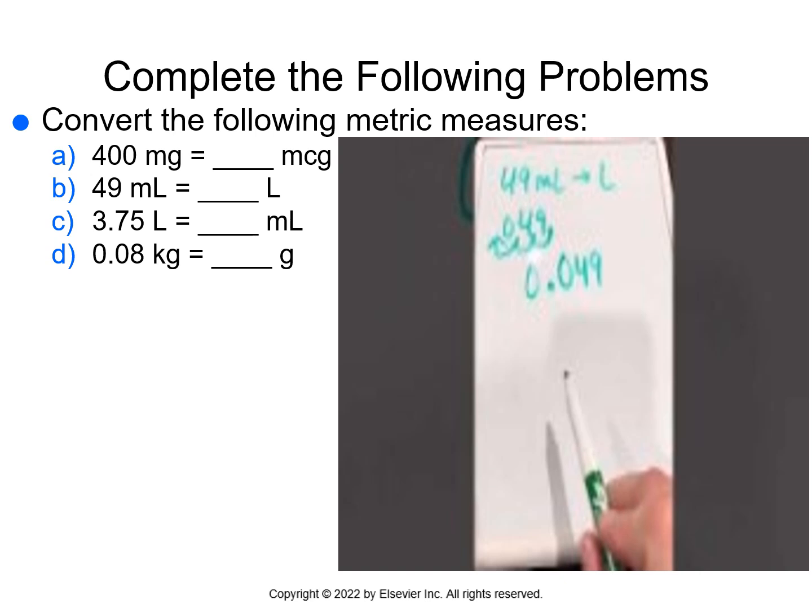And then B, I want to go 49 milliliters to liters. I'm going to pull this out again. There's my 49, my decimal there at the end. Okay, and I'm going to go milli to base, because that's a base of liters. So I'm going to go 1, 2, 3 places to the left, and that makes 0.049, and remember we need that leading zero, so 0.049.